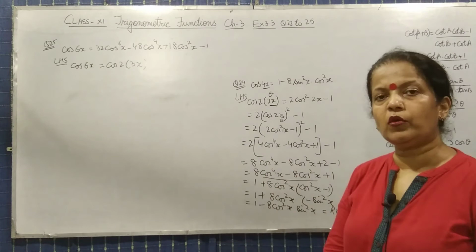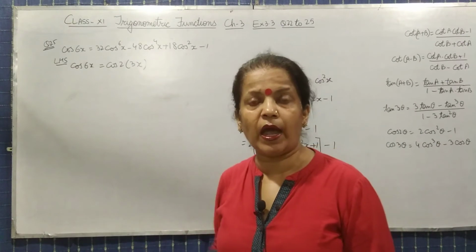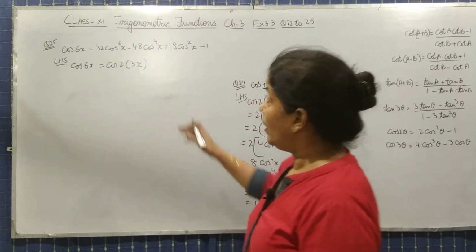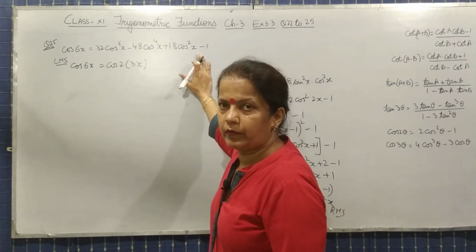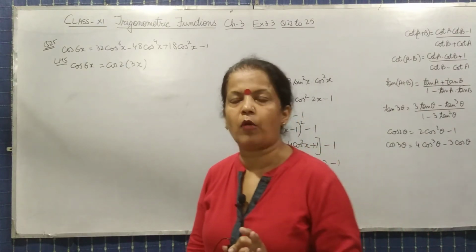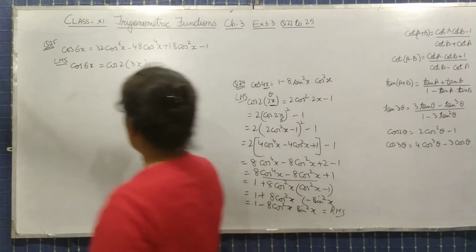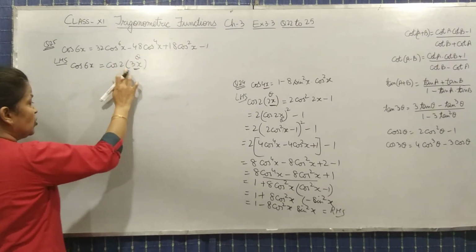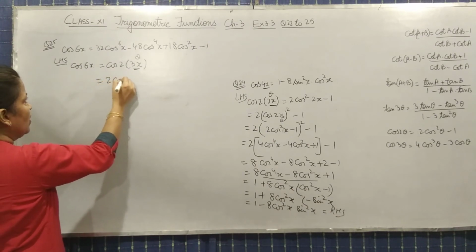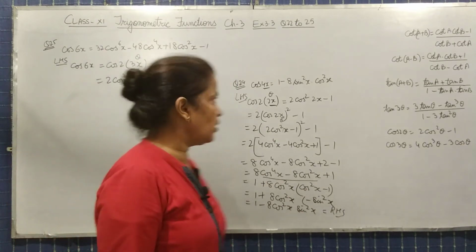Now we will use the cos 2 theta formula. Again we have to choose which formula we will use. There are 3 or 4 formulas. All the terms are in cos form, so we will use the cos 2 theta identity in cos form. So cos 2 theta is 2 cos square theta minus 1. This is theta; cos 2 theta, written over there, is 2 cos square theta, meaning 3x, minus 1.